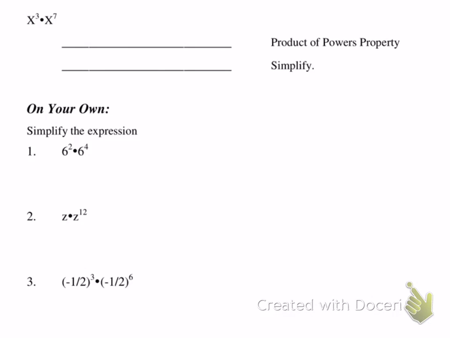X to the 3rd times x to the 7th. I just have x as my same base, and then I have the exponents being added together, and so x to the 10th is my final simplified expression. So I want you to go ahead and try these three on your own. Okay, pause the video, try them on your own on your paper, and then when you're ready to check your answers, unpause the video and we'll go through it.